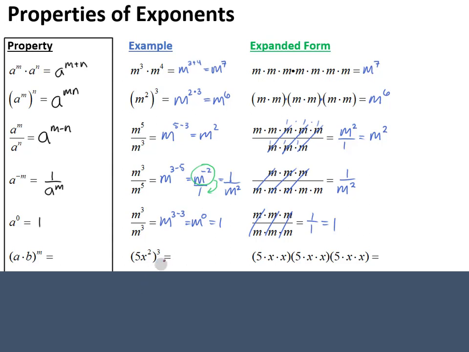So again, if we go to our expanded form here, you can think of this as this quantity, our set of parentheses, times itself 3 times. So we have our 3 sets of parentheses.